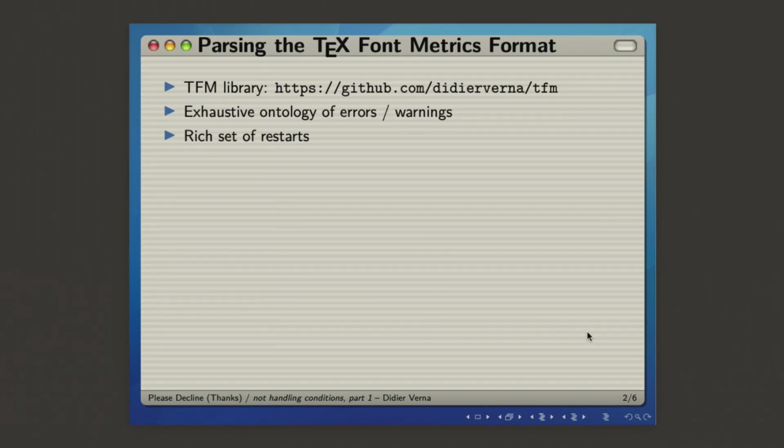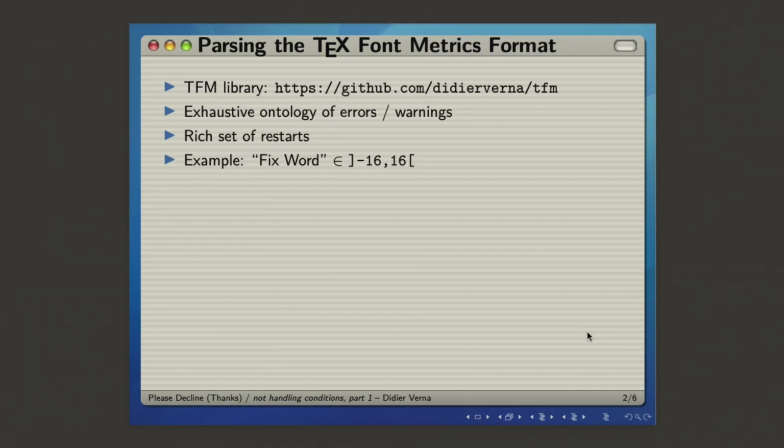Of course, when you develop a parser, you want it to be as robust as possible. So there is, hopefully, an exhaustive set of errors and warnings in order to catch every possible situation that can go wrong during the parsing of the files, and also in order to be as gentle with the outside of the system as possible. There is also a quite rich, although as of today non-interactive, set of restarts, which allows you to recover as gracefully as possible from any potential problems occurring during the parsing.